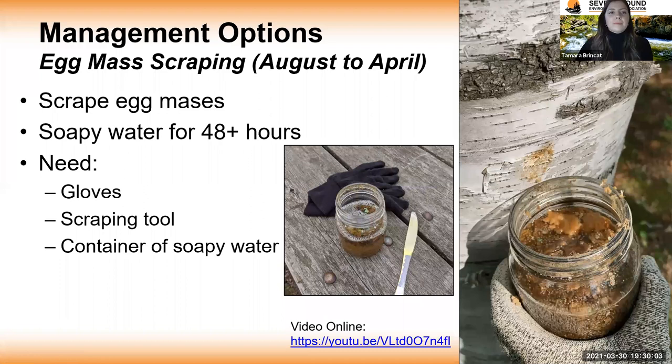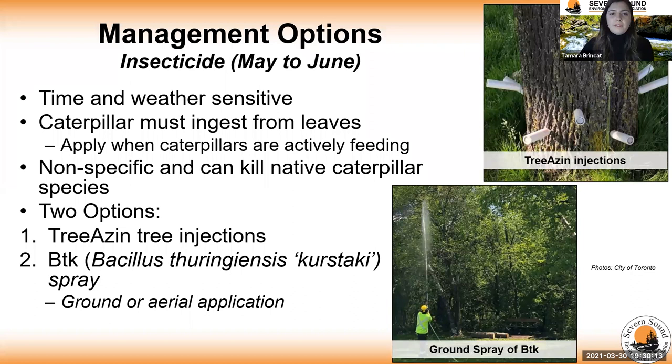So another management option is insecticide. So this one has to be done during the caterpillar stage when they're actively feeding, so around May to June. It's really up to landowners to decide whether or not they have insecticides applied on their properties. So by landowners, I mean individual property owners or municipalities, County of Simcoe, who owns forests, or provincial parks, depending on who owns the land. There are two insecticides that are approved in Canada for the use against gypsy moth, one of them being triazine tree injections, and then the other BTK, or Bacillus thuringiensis kurstaki, which is a spray.